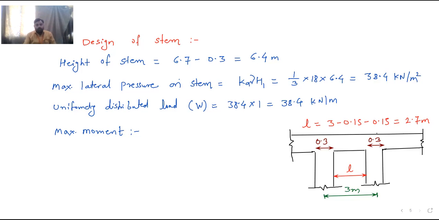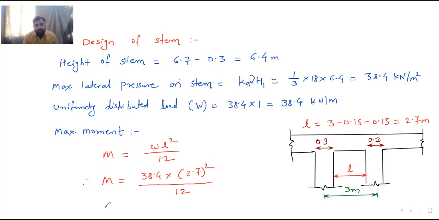Okay. So now the maximum bending moment, here we consider this stem. Stem is here in between. This is our span, and we considered it as fixed at both the ends. Okay, and it carries the UDL. So here the bending moment of stem, we calculate it as M is equal to WL square by 12. So therefore M is equal to W is your value, it is 38.4 into L is your span 2.7 square divided by 12.